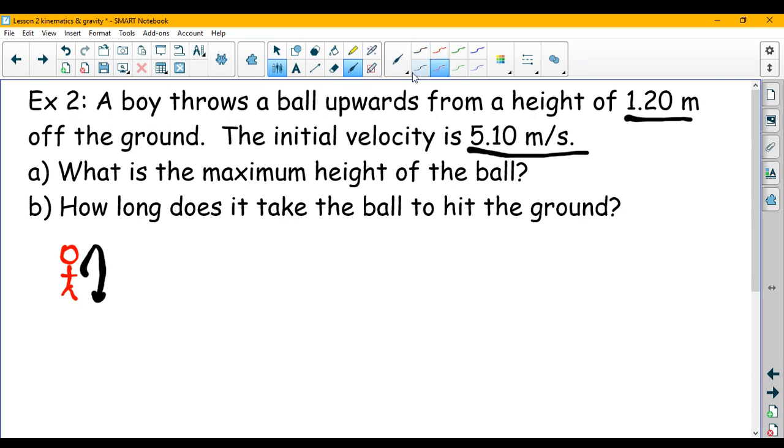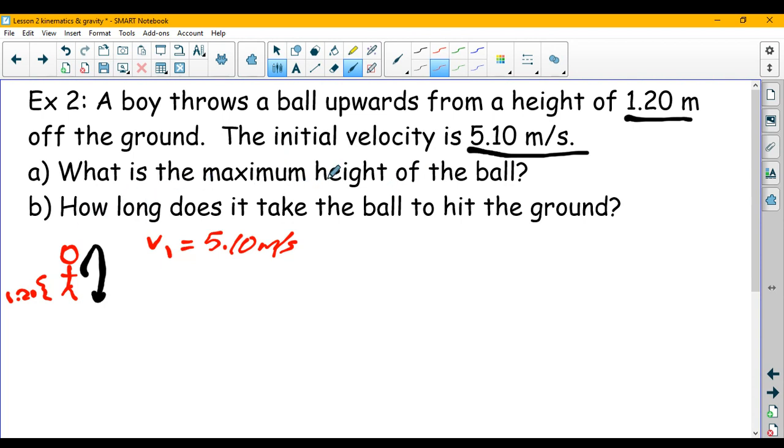It makes a lot of sense, right? When I throw a ball up in the air, it does start off with a velocity. So that initial velocity, or V1, is going to be my 5.10. Excellent. And I know that my height off the ground is 1.2, but that's only the height from here to here. That's my 1.20 meters. So although it's not useful yet, it will be useful in a little while.